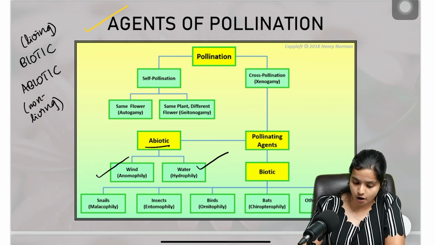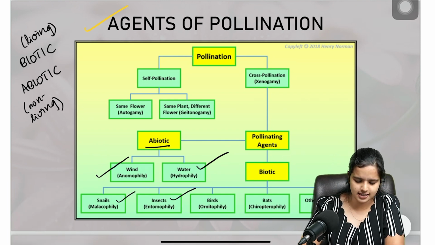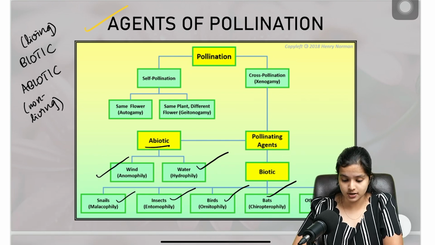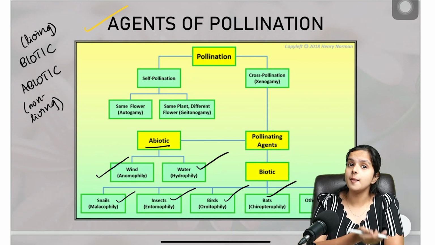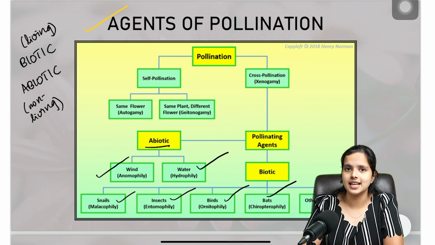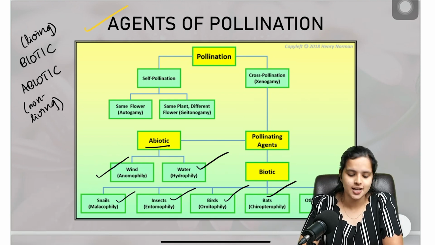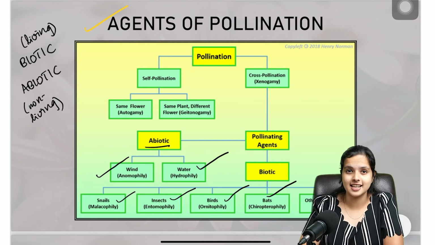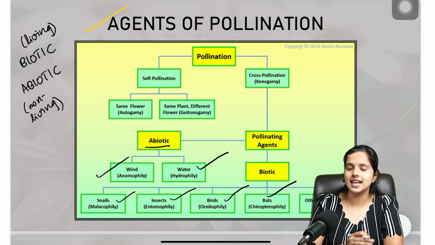And in the biotic factors, you have many factors like insects, snails, birds, bats, and other vertebrate animals as well, right? So in the case of abiotic agents, you have wind and water. And in the case of biotic, or living agents, you have bats, birds, insects, snails, and other vertebrates as well. Now let's discuss the abiotic agents in detail.